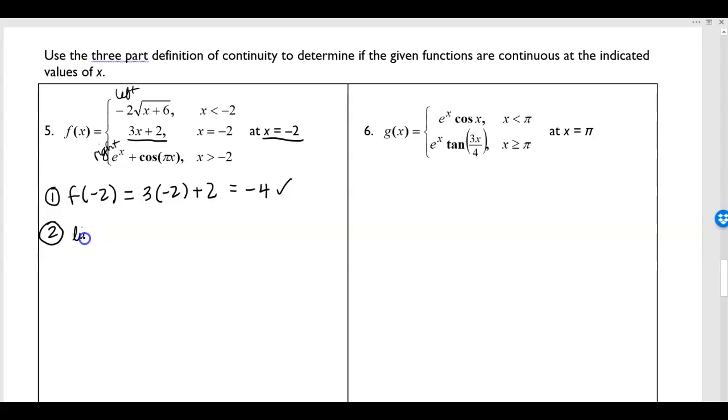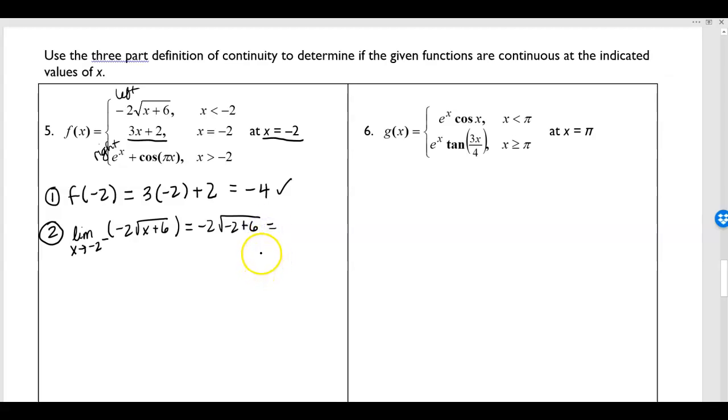So limit as x approaches negative 2 from the left. I have to choose which piece, and that is the top piece in this case, negative 2 square root of x plus 6. Remember, with limits, all we're going to do, I'm just going to take this negative 2 and plug it in for my x. So negative 2 square root of negative 2 plus 6. Sometimes the functions are more complex, but in this case it's pretty easy.